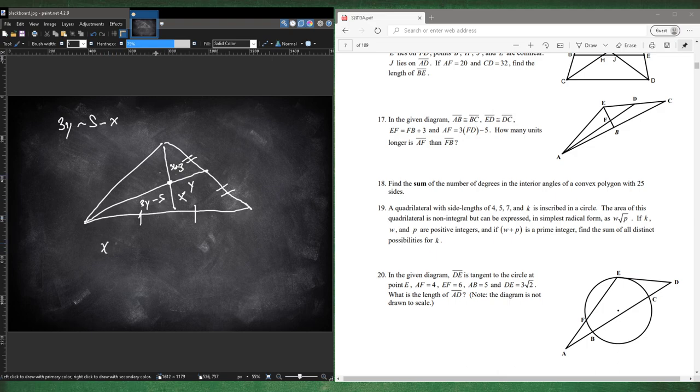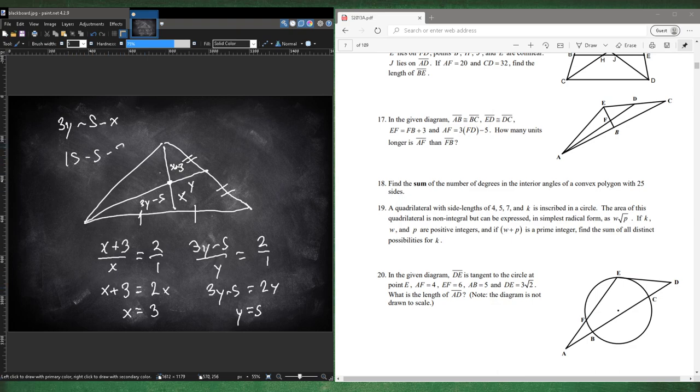So that tells us that (x+3)/x is 2 to 1, and (3y-5)/y is 2 to 1. So cross multiply: x plus 3 equals 2x, 3y minus 5 equals 2y. So that gives us that x is equal to 3, and y is equal to 5, obviously. And now we can plug it in. So that's 15 minus 5 minus 3, and that's a 7. And that's your answer for number 17.